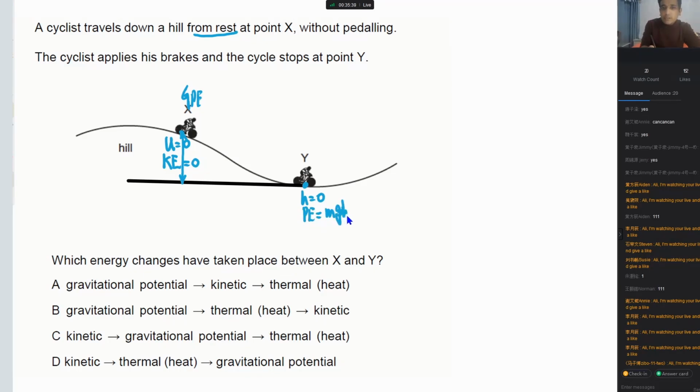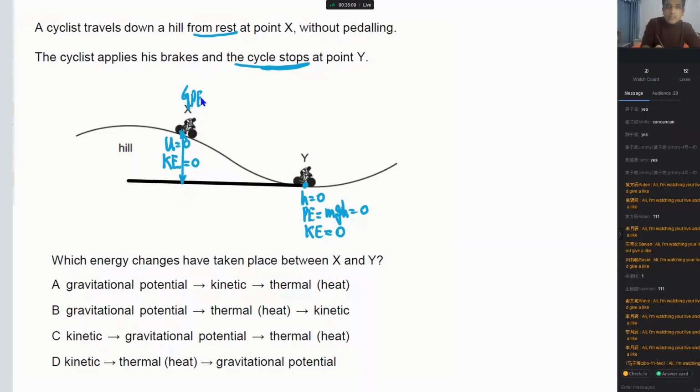So mgh is equal to 0. So this is kinetic energy. So it will have kinetic energy at this point. Or it is given to you, it stops here. Stop. So it means kinetic energy at this point is also equal to 0. Now you need to understand how energy transfer will take place.